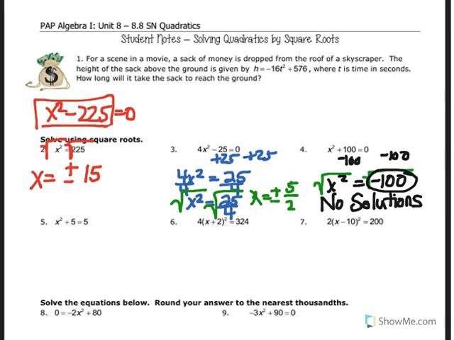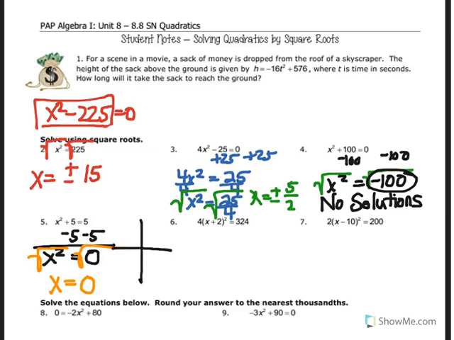Let's try number 5. Well, why don't you try it by yourself? Hit pause and do it, okay, and see how you do. And so you subtract 5 from both sides, you get a 0, and the square root of 0 is 0. And so this particular quadratic, if we were to graph it, if you set the equation equal to 0, you would have the parent function, y equals x squared, and there's only going to be one solution with the vertex hitting 0.